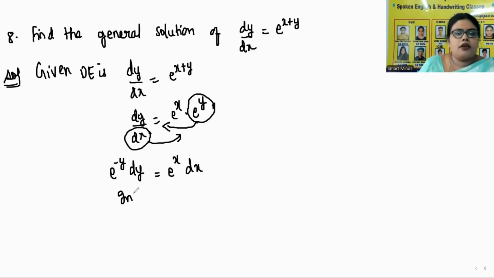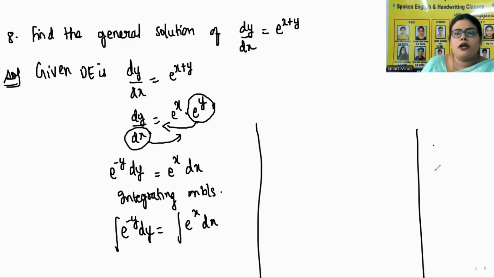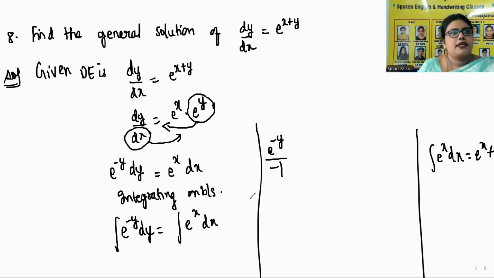So now we are integrating on both sides. So if you integrate on both sides, you will get integral e power minus y dy is equal to integral e power x dx. Now let me give you a formula. Integral e power x dx is e power x plus c. So integral e power minus y is e power minus y, but coefficient of y is minus, no? So we have to divide by minus 1. Whatever coefficient y has, we have to divide by that number. That is equal to e power x plus c.